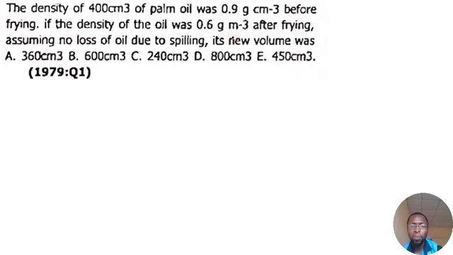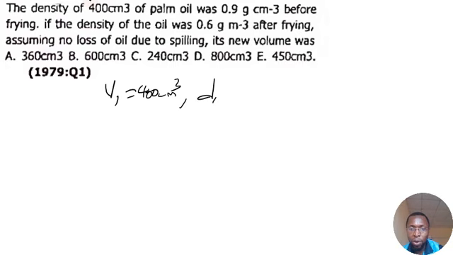Okay, so this is a very straightforward question. So the density of a substance is 400. So let's say D1 is equal to 400 centimeter cube. That's the density of the palm oil. Sorry, this is volume. Let's pay attention to the question again. So the volume of the oil, V, is 400 centimeter cube.